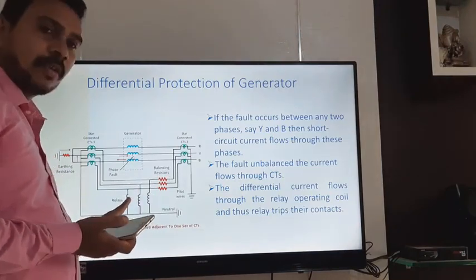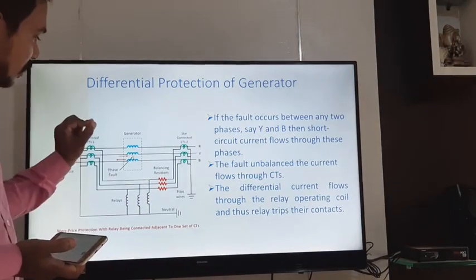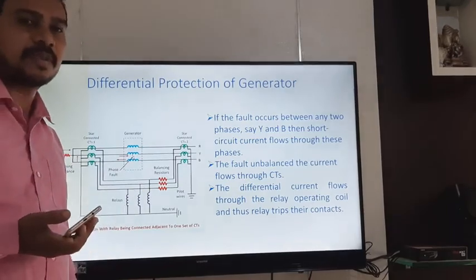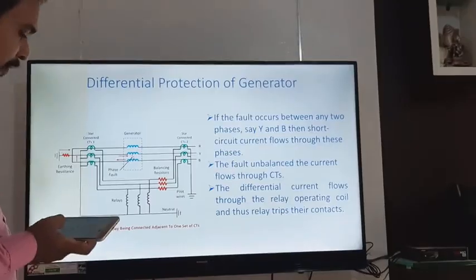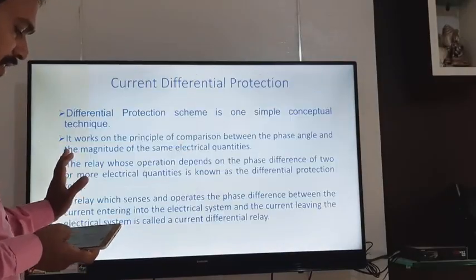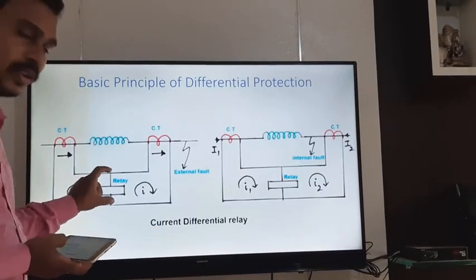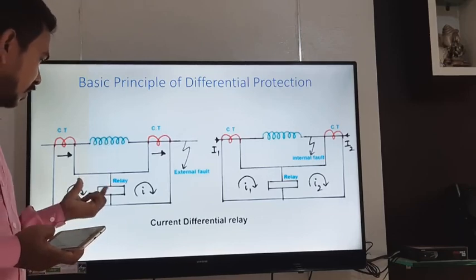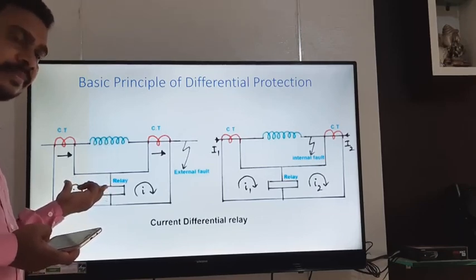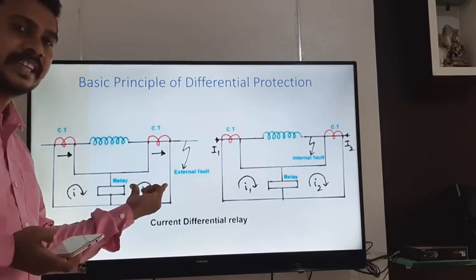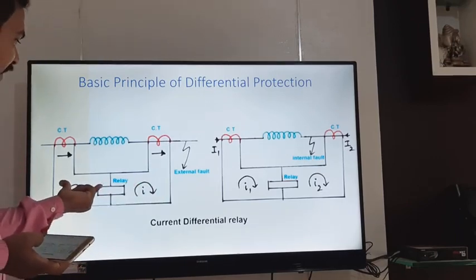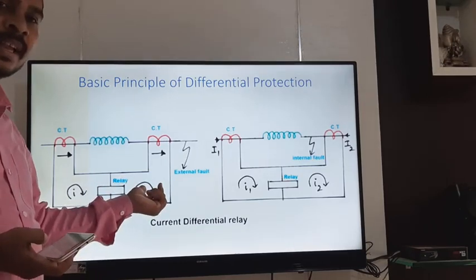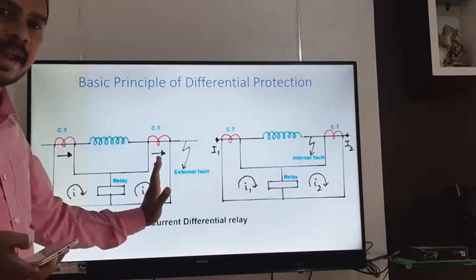If we connect this operating coil of the relay at one side, or if it is not connected at the center point, the midpoint of the pilot wire, what happens? If we see the basic principle, if this relay coil is not connected at the midpoint of the pilot wire, the length of this side and the length of this side are both different. Here we assume this is the length L1 and this is the length L2. Here L1 is not equal to L2, or L1 is less compared to L2.